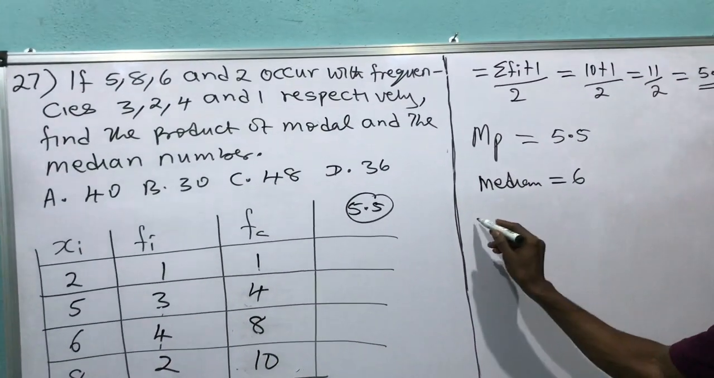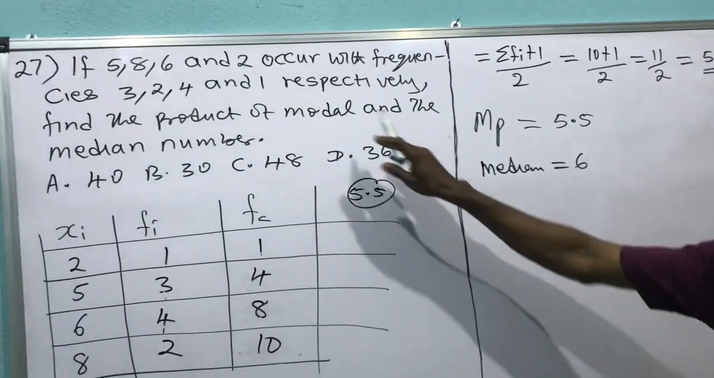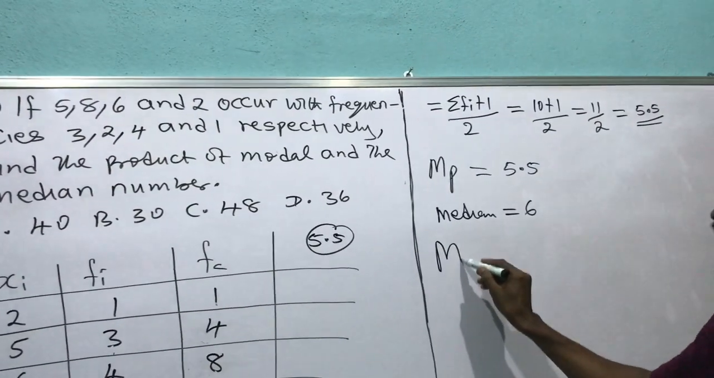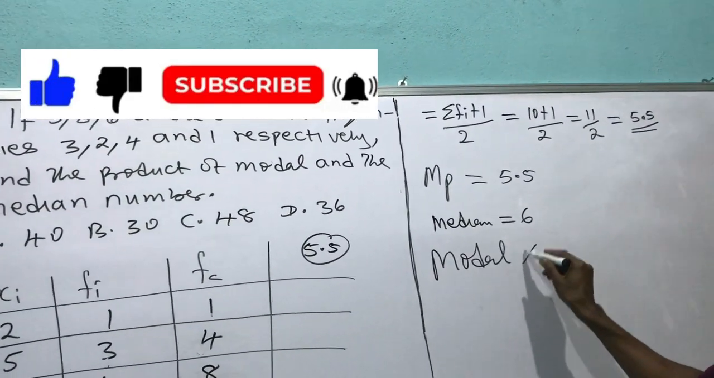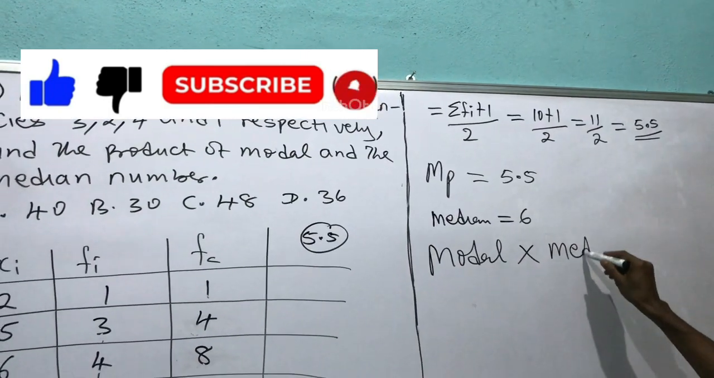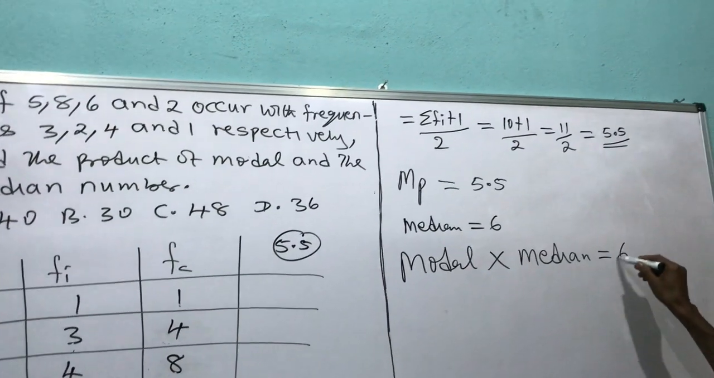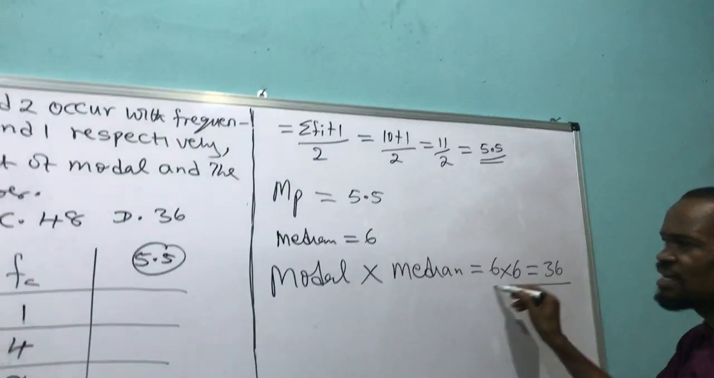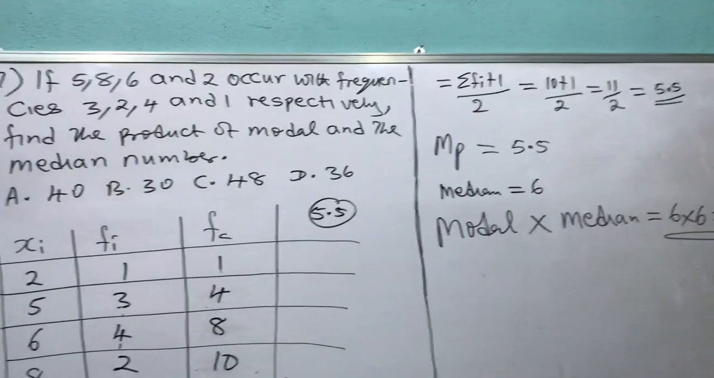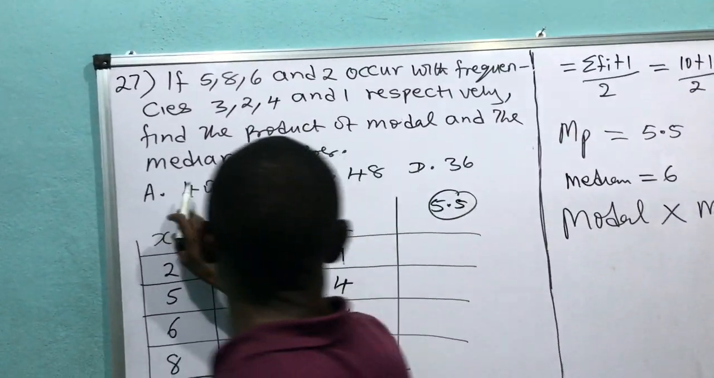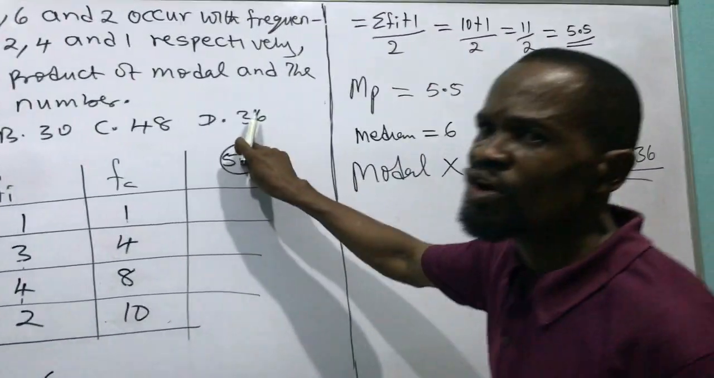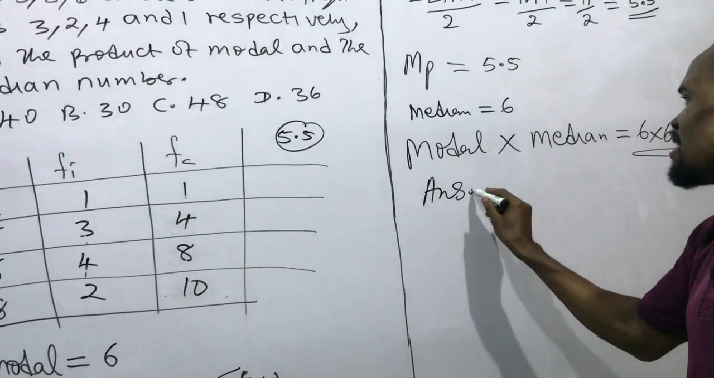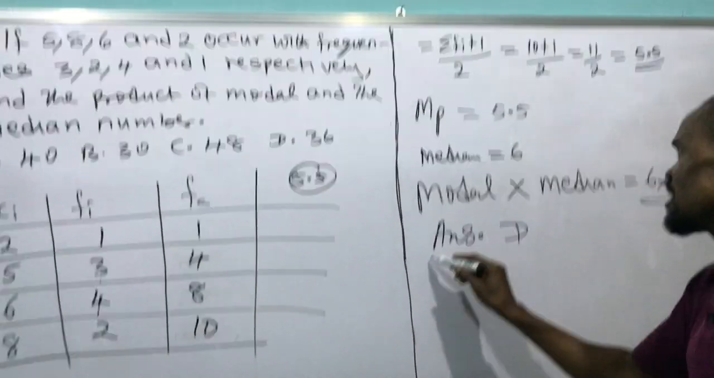They ask me for the product of what? Median and modal. Median is equal to modal times median, which gives me 6 modal times 6 median, gives me 36. So my answer here is what? 36. And I'll go to the options and find out that my option D is the correct answer. My option D is the correct answer. I will say my answer is option D.